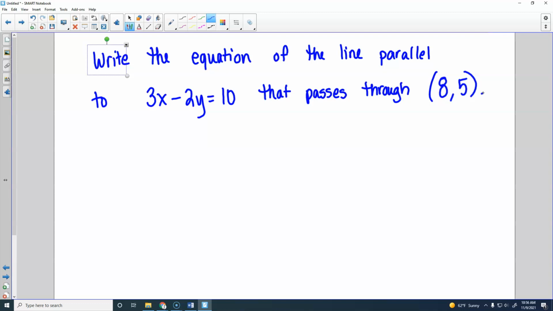All right, let's do this one. What was the answer? 3 halves x minus 7. Minus 7. I was wrong too. Yeah. All right, let's look at it.